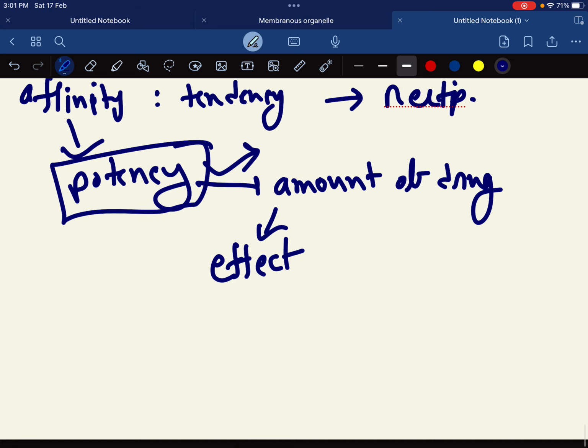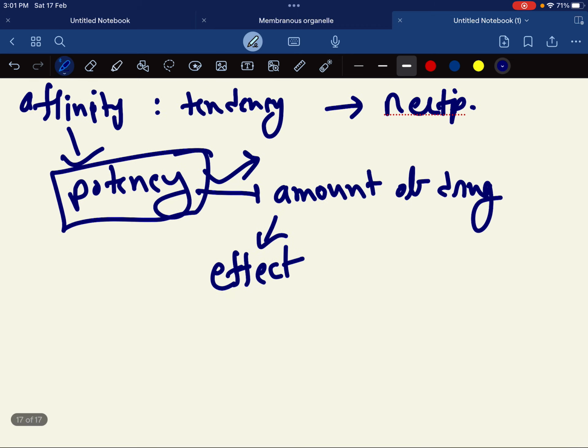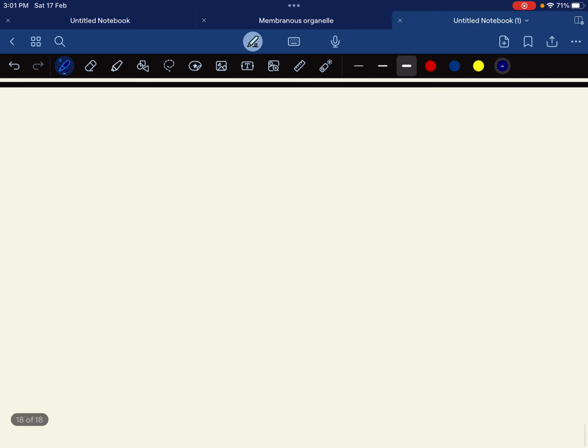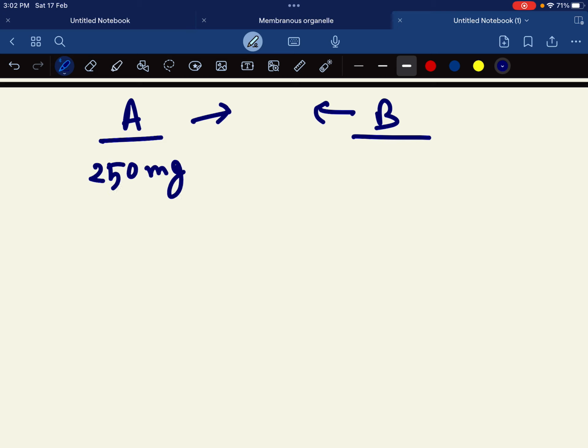So whenever I say that there are two drugs, again A and B, say A and B both are analgesics, but drug A can cause analgesia at only 250 milligram, but drug B causes analgesia at 500 milligram. So which one is more potent? What do you think?